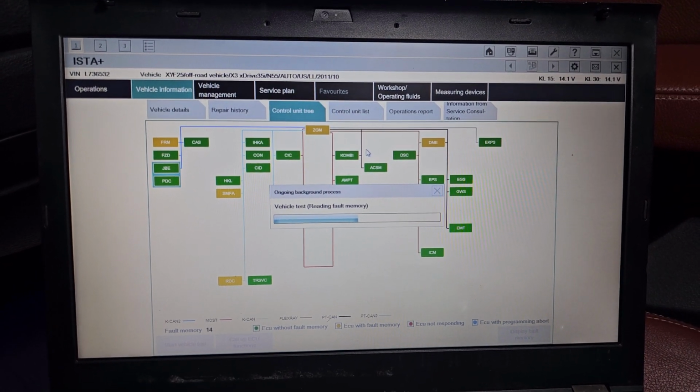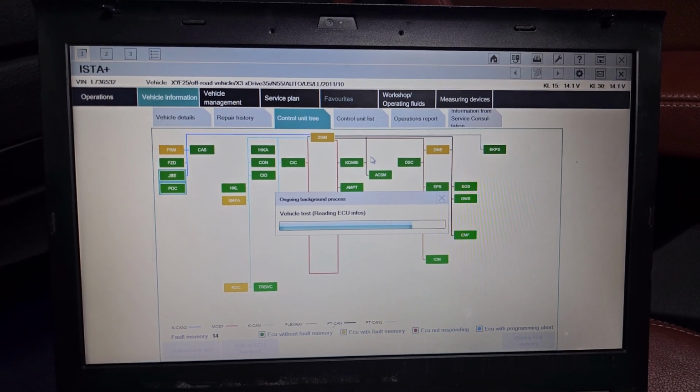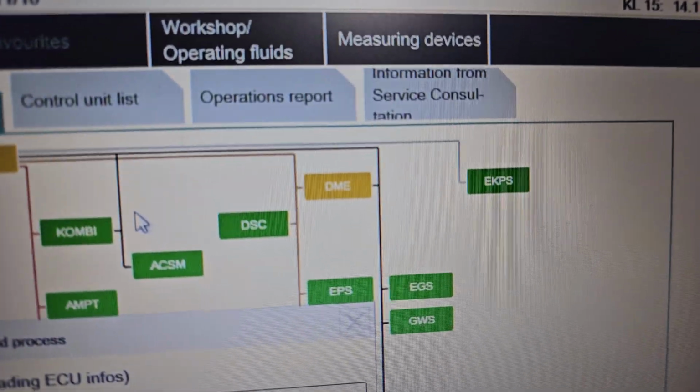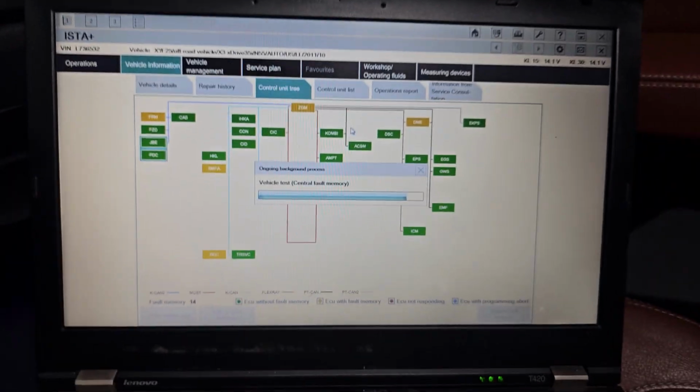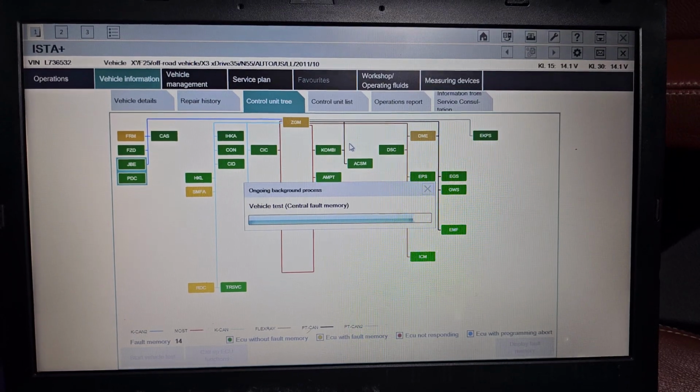You see all the modules. We have 14 codes, but the most important I am looking for is the DME code. The DME code that is here, I want to be sure that that could be taken care of. Stay with me.